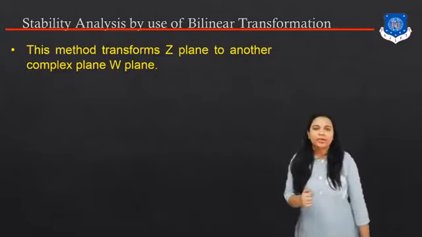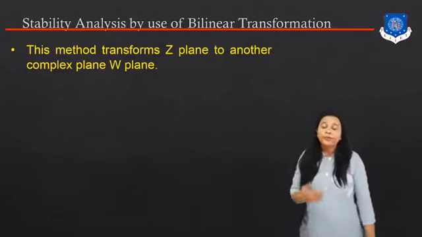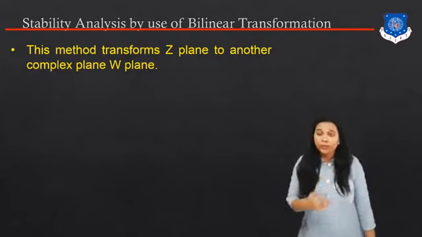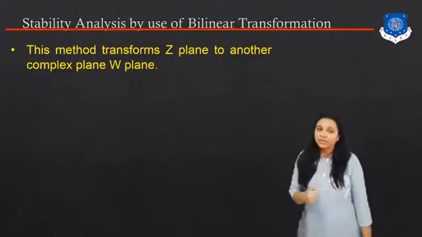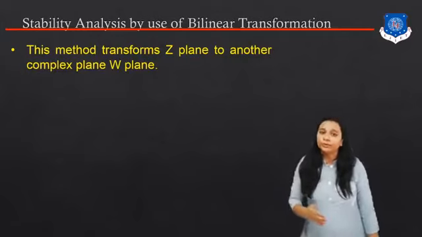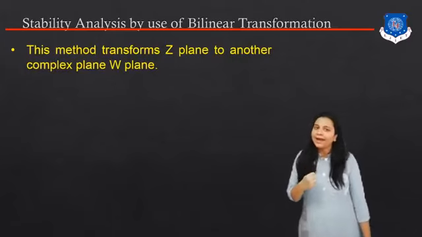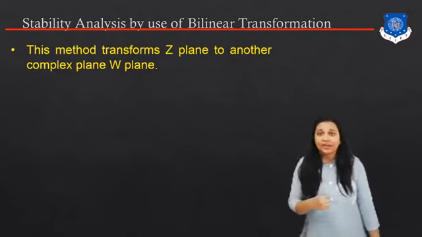In the continuous time system, we use the Routh stability criterion, the Routh-Hurwitz criterion and the root locus method to find the stability of the system. For the Z domain, we use three types of stability methods. The first one is the bilinear transformation. So what is the bilinear transformation?